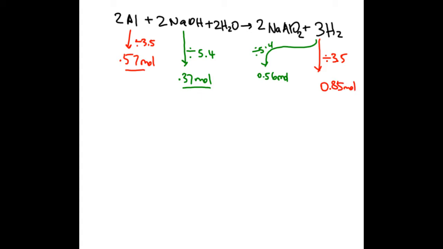So now you have 2 different numbers for what the reactants would create in the products, and we can see that the lesser amount, being in the green, means that sodium hydroxide is the limiting reactant, and that is how much, 0.56 moles of H2, is produced in this reaction.